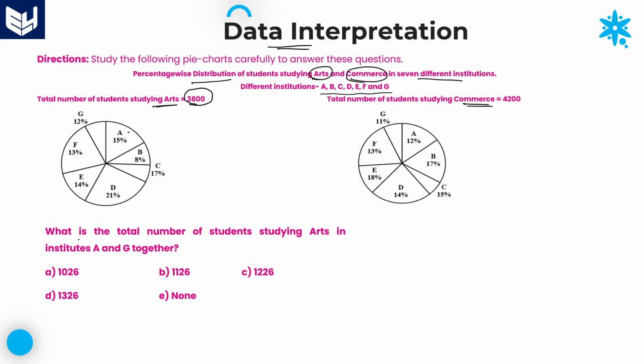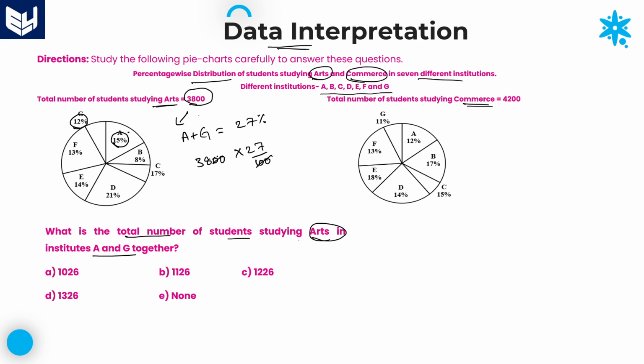If you look at the first question, what is the total number of students studying in arts institutes A and G together? Arts is nothing but the first pie chart. First pie chart, A and G together. A is having 15%, G is having 12%. A and G together in arts is equal to 27%. All together will be having 3800. In this total 3800, 27% is arts.